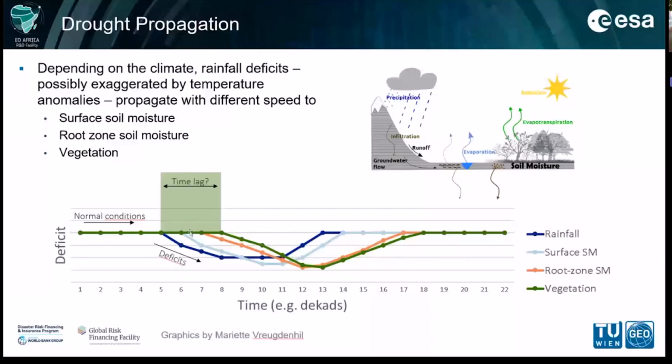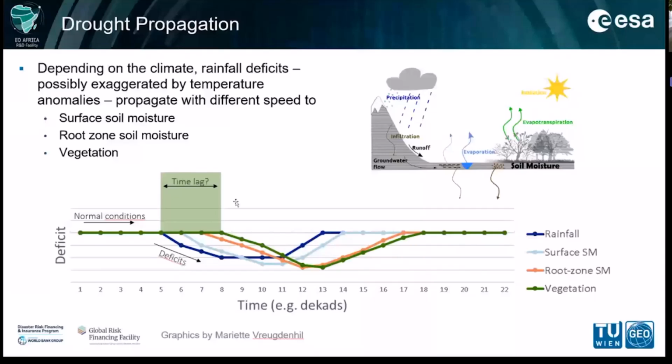So you first see it in a precipitation deficit. You might see it as an increase in temperature. Then you see a reduction in surface soil moisture conditions. After that, you see a reduction in deeper layer soil moisture conditions, so in the root zone. And finally, it propagates down to the vegetation.